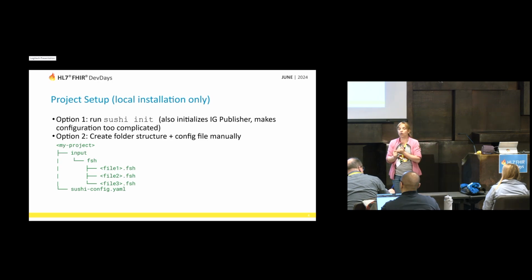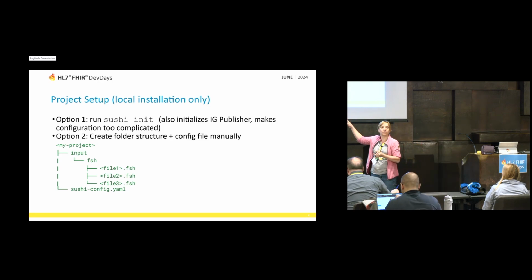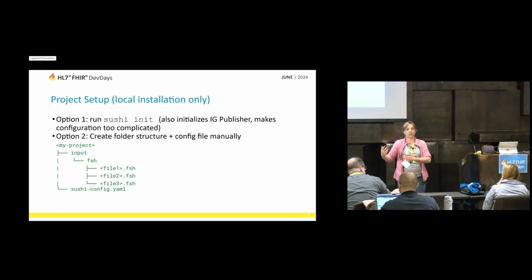The only thing that's important for these files, again, you can name them any way you want, but the important part is that the extension of these files needs to be .fsh. Any file that you put into that FSH folder and that has an FSH extension will be picked up by the compiler and transformed into FHIR resources.